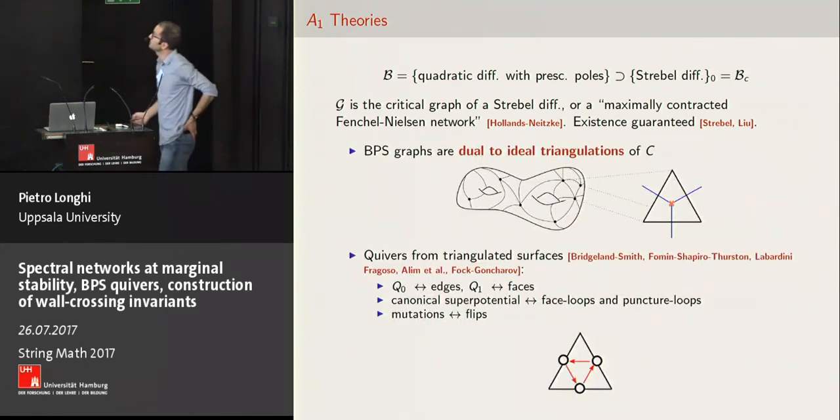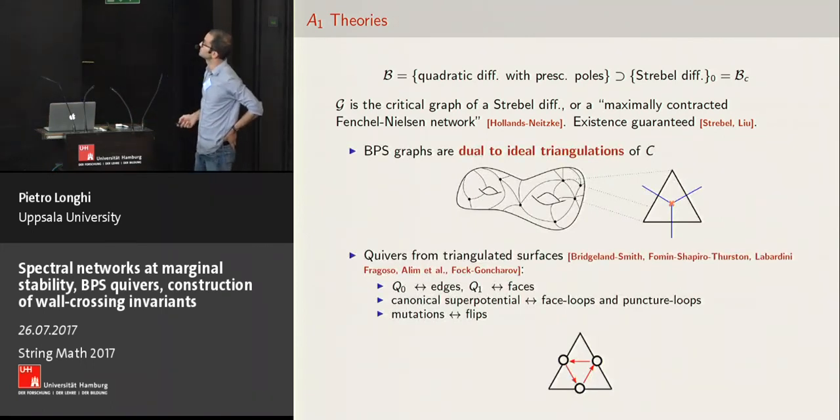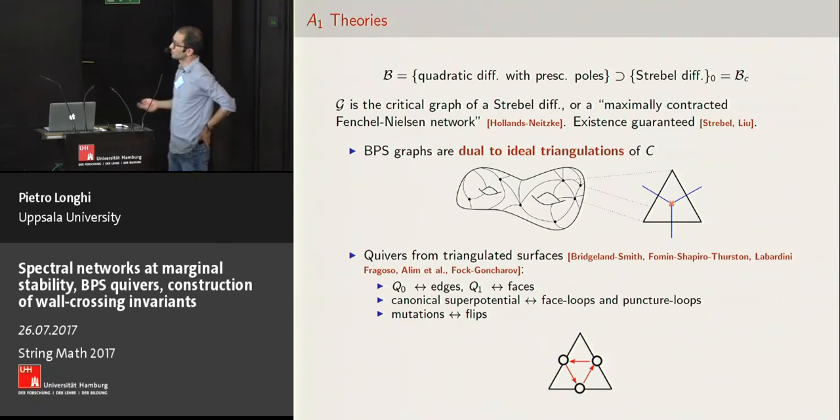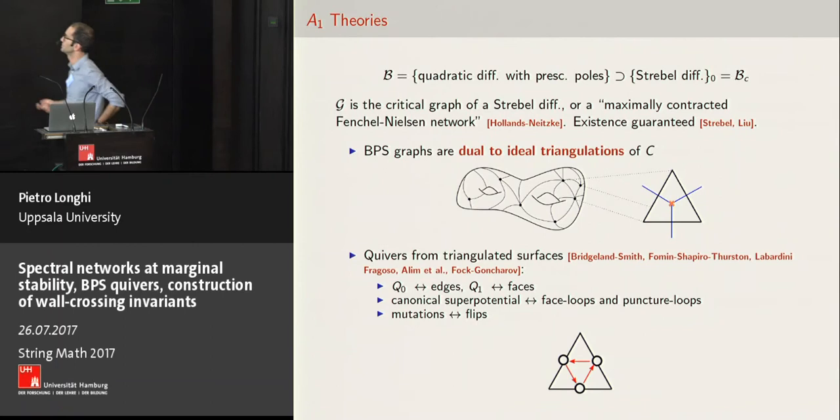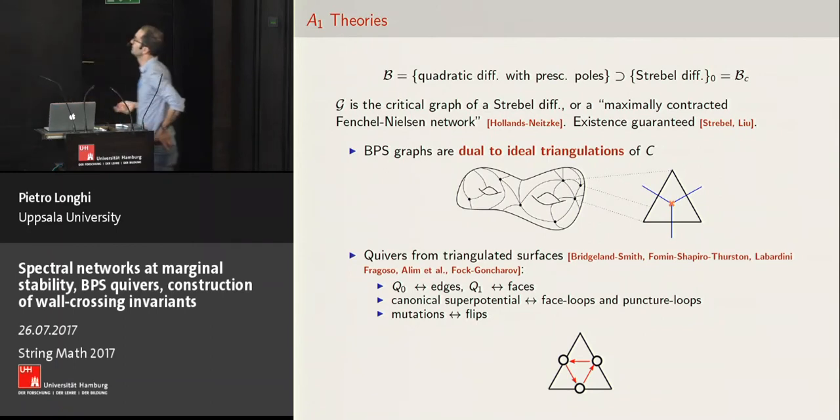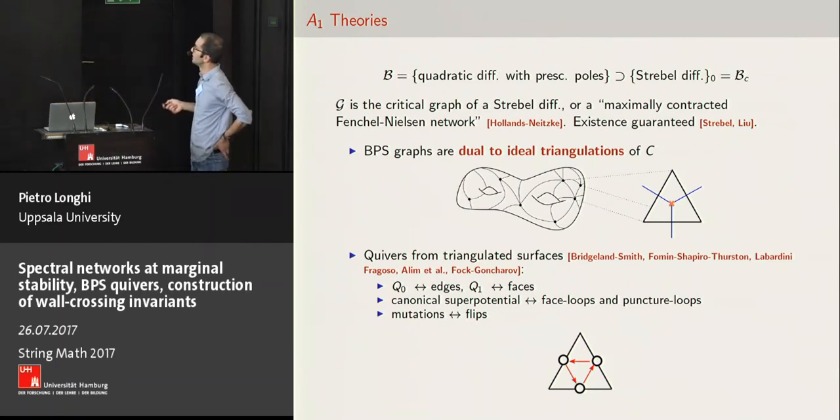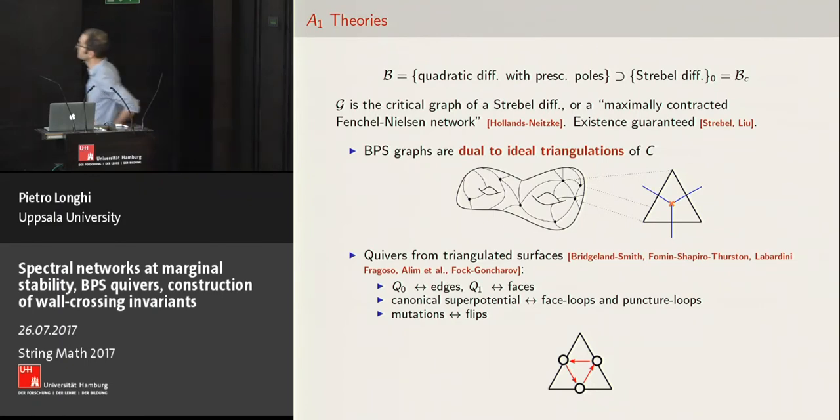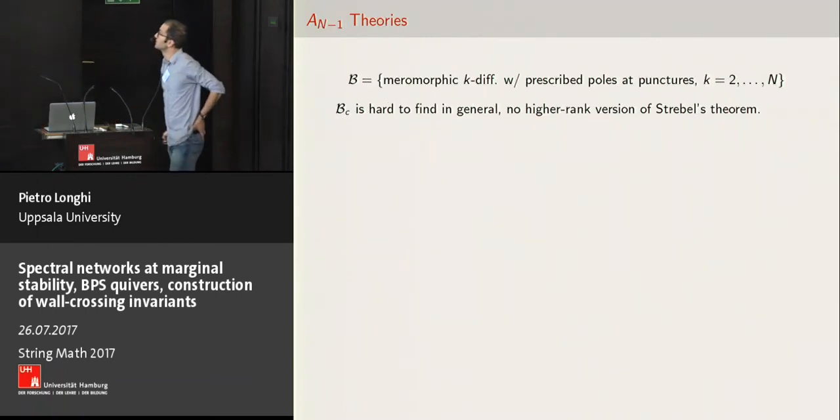In fact, in A1 theories, BPS graphs are quite simple. They're just dual to ideal triangulations of C. So we don't even need to draw the spectral network. We can just choose an ideal triangulation, draw the dual graph. And then by our duality with quivers, we just recover a well-known story in the mathematics and physics literatures, which associates quivers to triangulated surfaces. So for A1 theories, we actually don't get anything new, but we get some rather extensive checks that our construction makes sense.